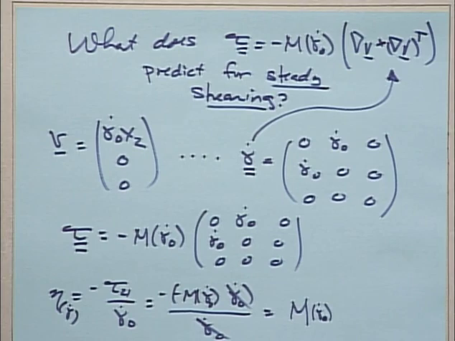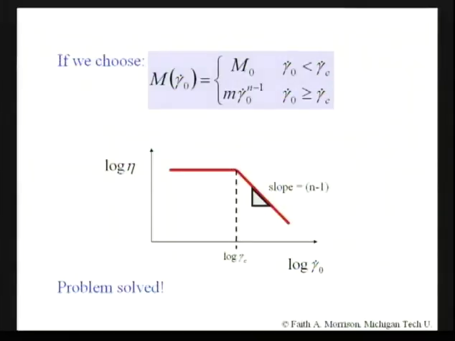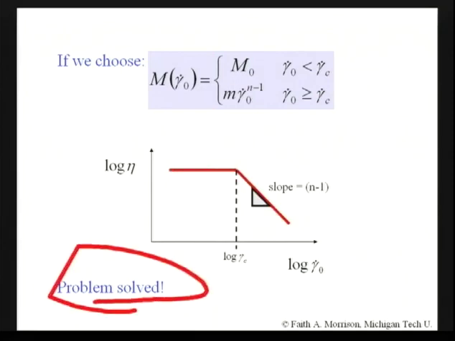Okay? This is a function that slopes downward on a log-log graph. It's a power law function. This says below some critical shear rate, which is when it turns over, below some critical shear rate, it's going to be a constant, which I'll call m naught. And above a critical shear rate, it's going to be this function. All right? So problem solved.